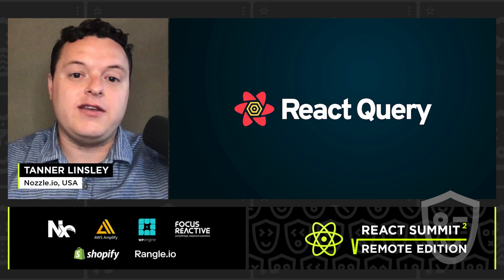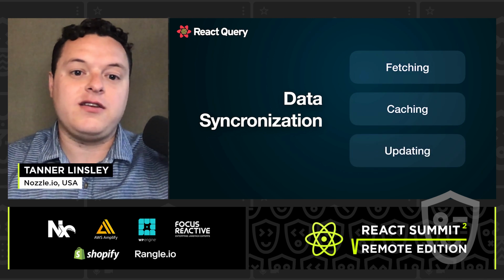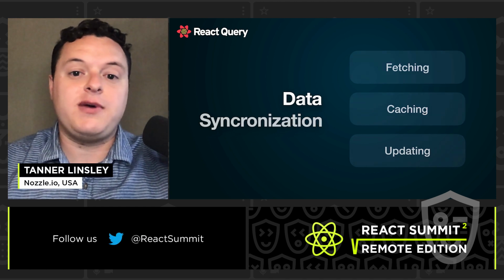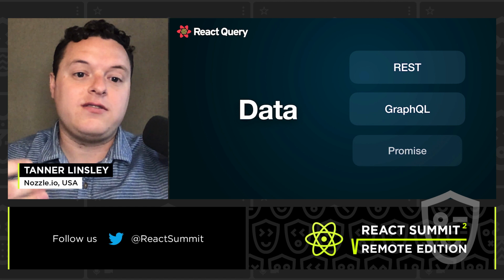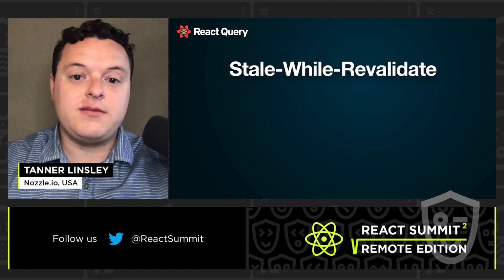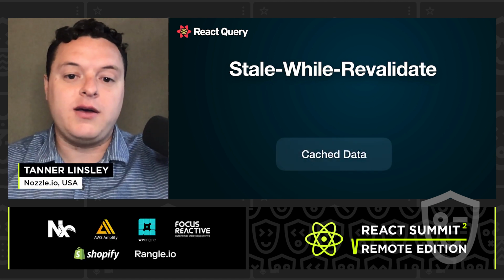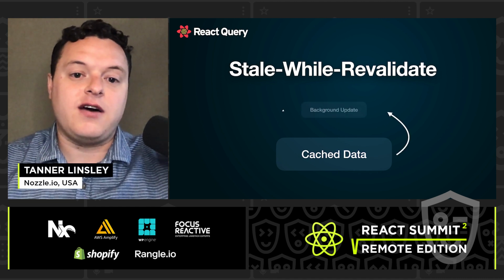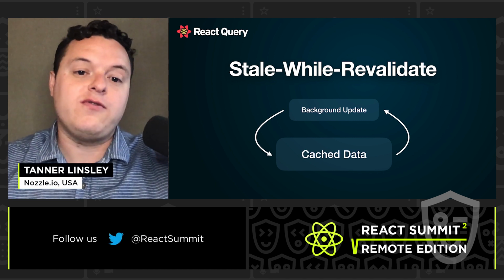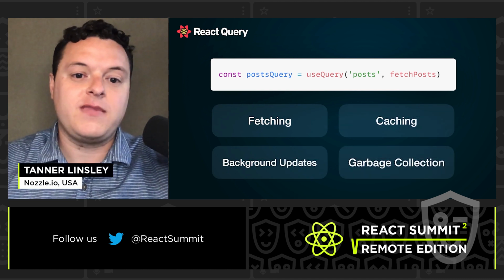Simply put, react.js is a data synchronization library. It coordinates fetching, caching, and updating data in your application. The data it handles can come from just about anywhere, as long as that returns a promise. It builds upon the stale while revalidate concept, which means it provides cached data as often as possible while updating that data in the background as often as it makes sense for the components that consume it. So you provide the fetching logic, and it takes care of everything else automatically.